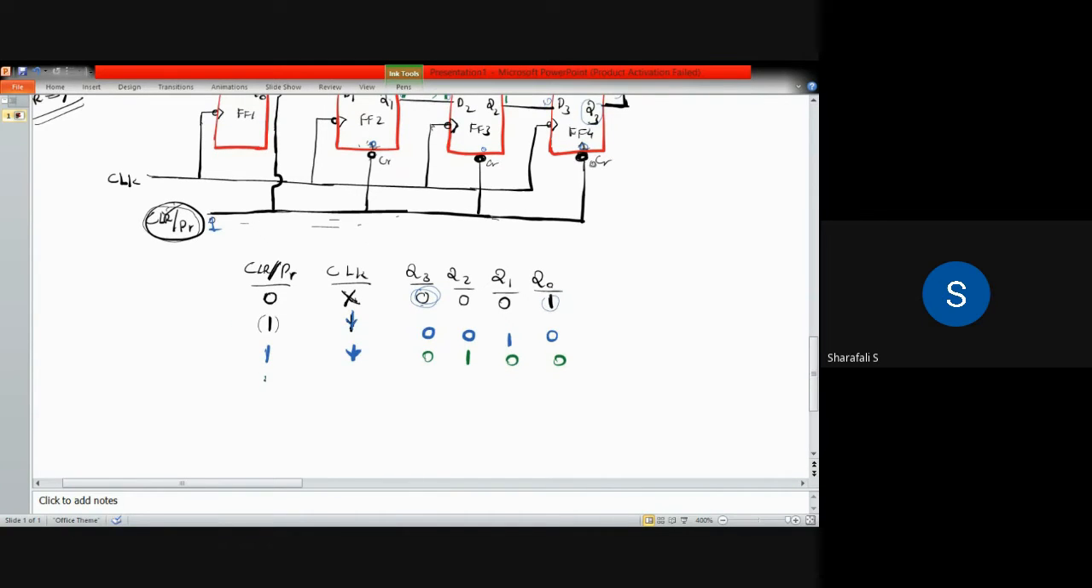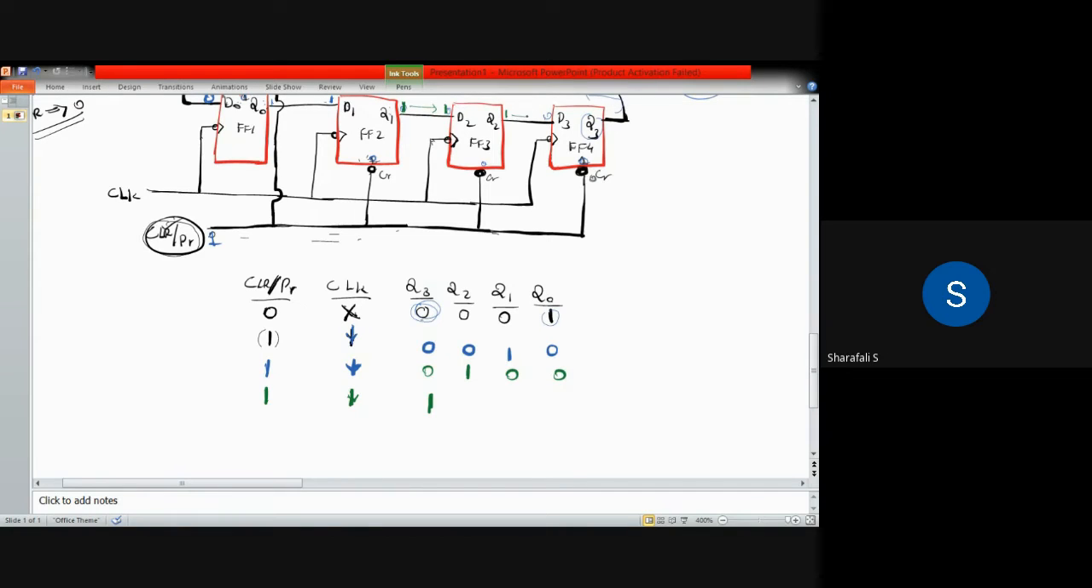Similarly, if you go for the next inverted edge or negative triggering, you will have Q3 equal to 1, because this one will now be the input of this last flip-flop D3, and that will be shifted to Q3. So Q3 will be 1, and this one will be 0, 0, 0.